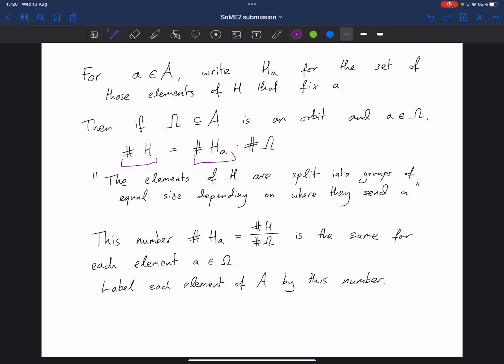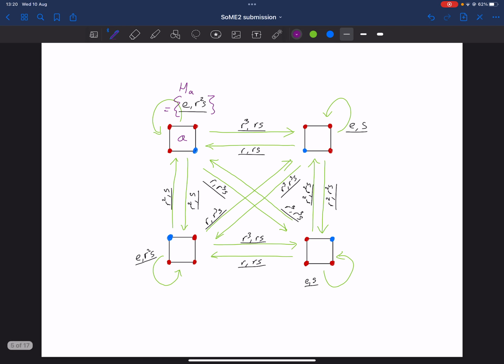And the key point is that this number, the size of H sub A, which, using this formula, is the size of H divided by the size of our orbit, is the same for each element of our orbit. So we have 2 elements of H that fix this element of A, and also there are 2 elements of H that fix this element of A, 2 elements of H that fix this element of A, 2 elements of H that fix this element of A.